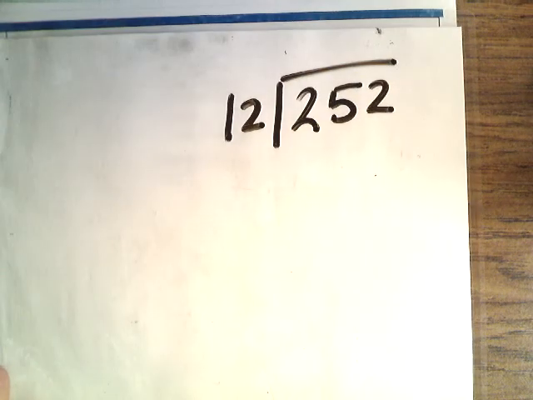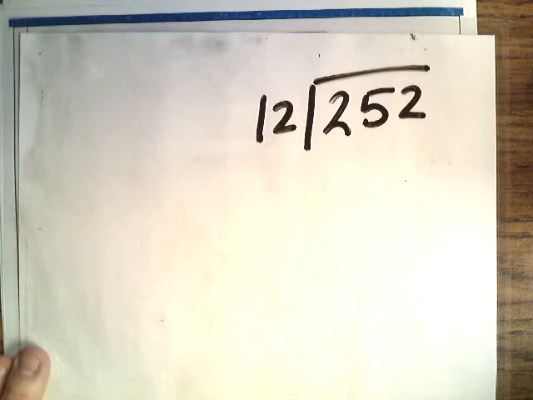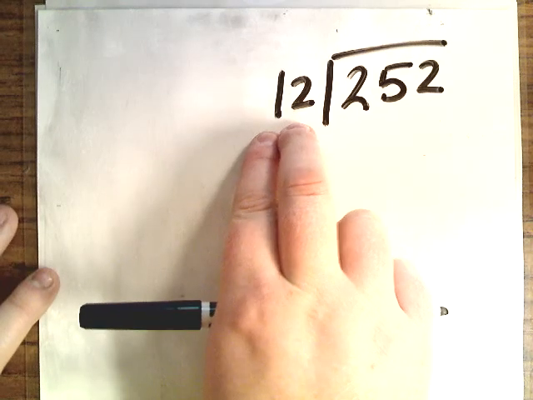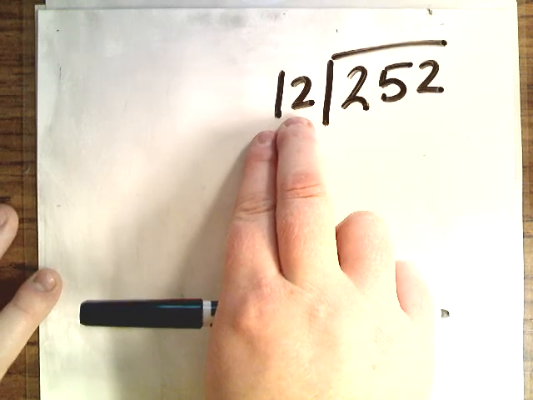Okay? I'm going to pull over my whiteboard because I'm going to need more room to write. 252 divided by 12. I'll scoot this up so you can actually see what I'm doing here. 252 divided by 12. So I look at this problem and I see 2 numbers outside the cage, so I have to create a running total.